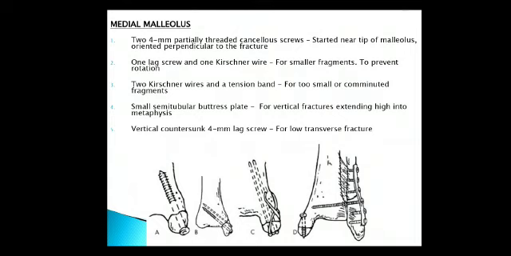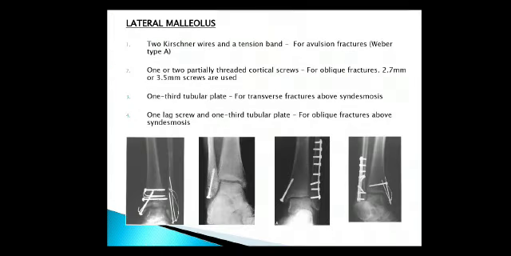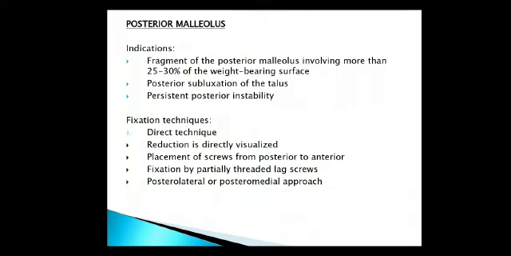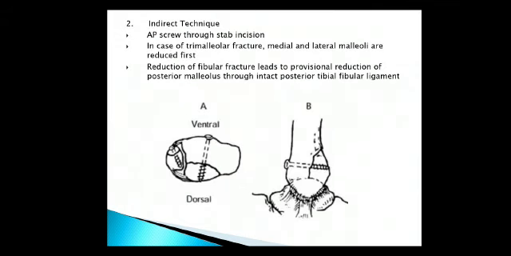Various ways of fixation of the medial malleolus are via a malleolar screw, a malleolar screw with K wire, or a tension band wiring. The fibula can usually be fixed with plating, a K wire, or a rush pin. These are the various ways of fixing the lateral malleolus. For the posterior malleolus, as I have told, the indications are 25 to 50% of the weight bearing surface involved, posterior subluxation of the talus, or persistent posterior instability, which can be fixed with screws or a plate.